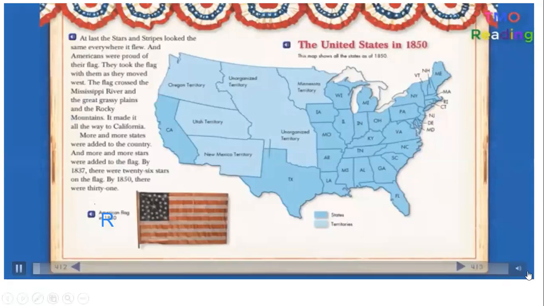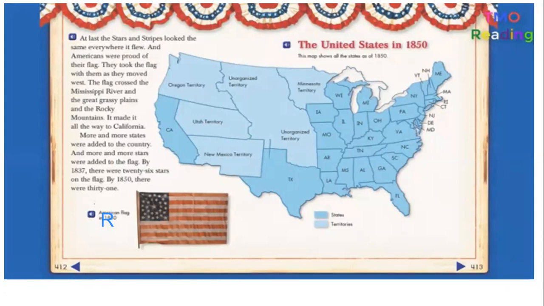At last, the stars and stripes looked the same everywhere it flew, and Americans were proud of their flag. They took the flag with them as they moved west. The flag crossed the Mississippi River and the great grassy plains and the Rocky Mountains. It made it all the way to California.